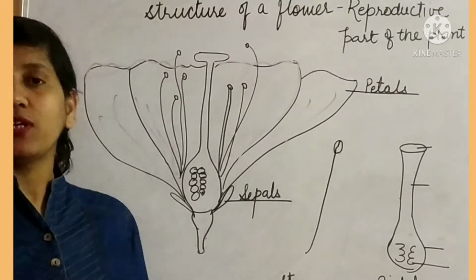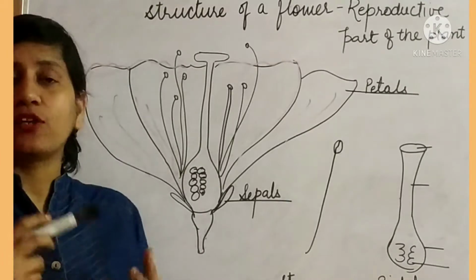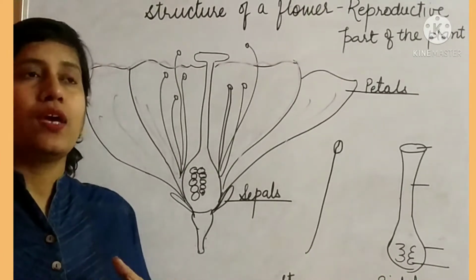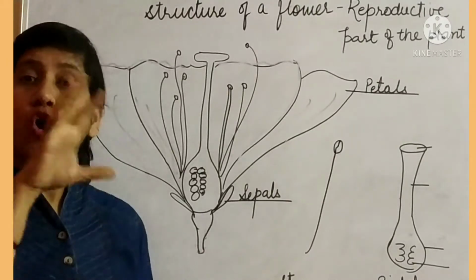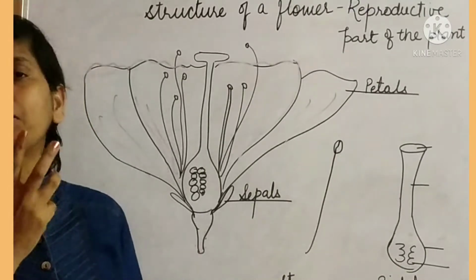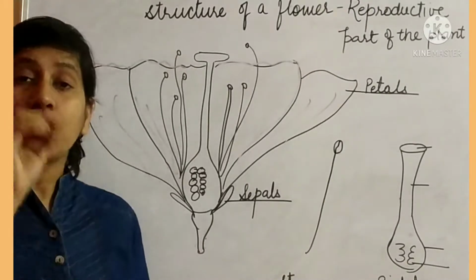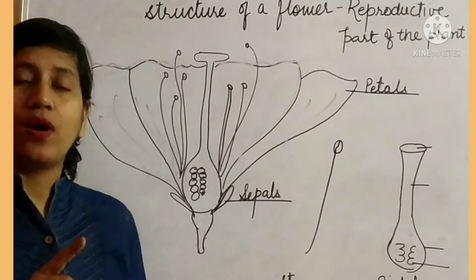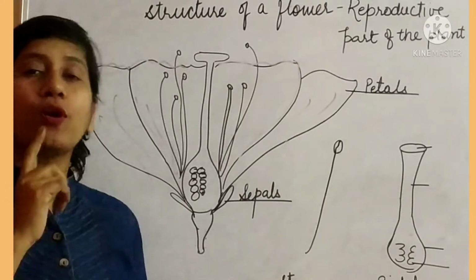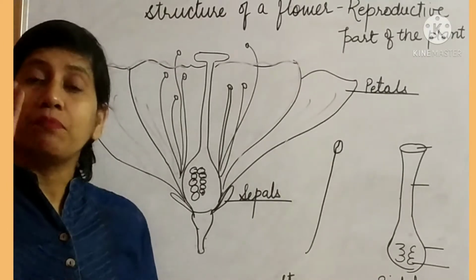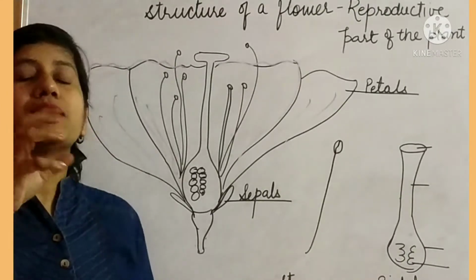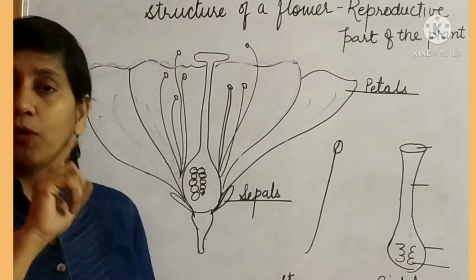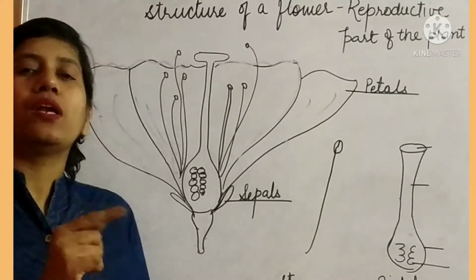Fine. So in a tree or in a plant, what are the different parts? Like you have leaves, branches, fruits, flowers, bud. Among all these, the flower is that part of a plant in which the male and female parts are present. That's why the flower is known as the reproductive part. Why? Because the male and female parts are present in the flower only. It is not present in a leaf, it is not present in the stem. It is present only in the flower.